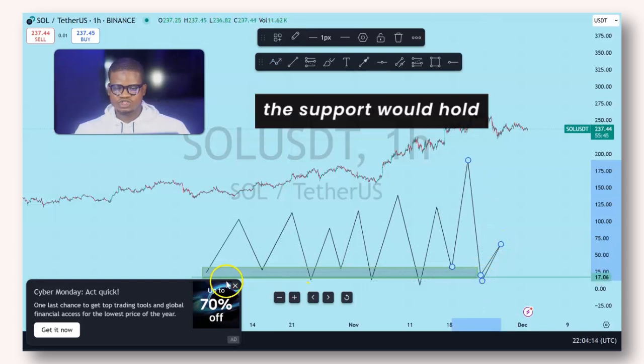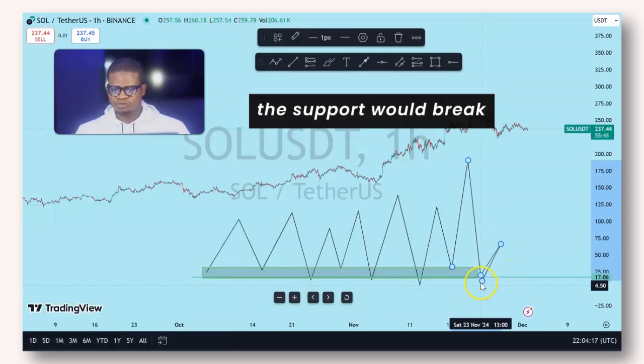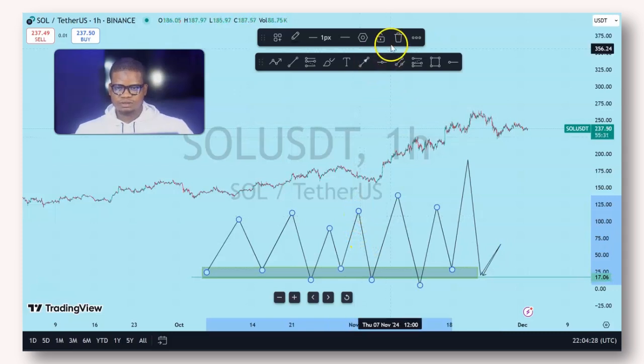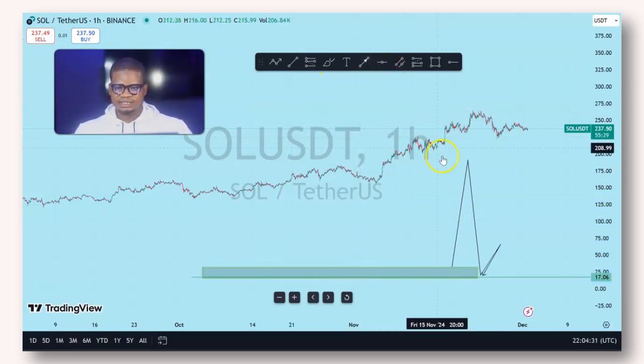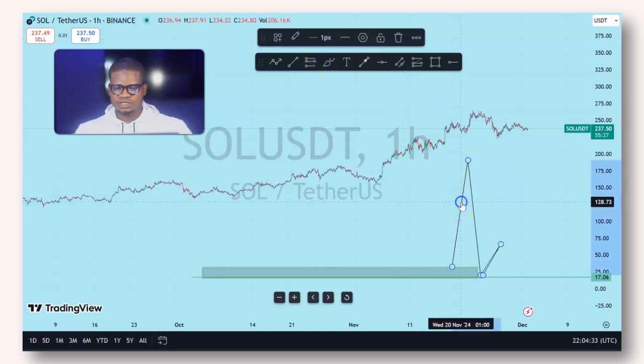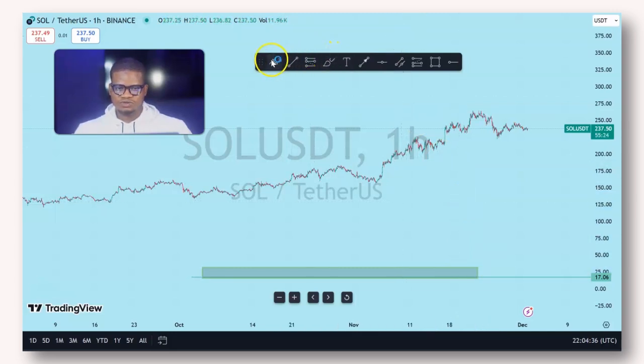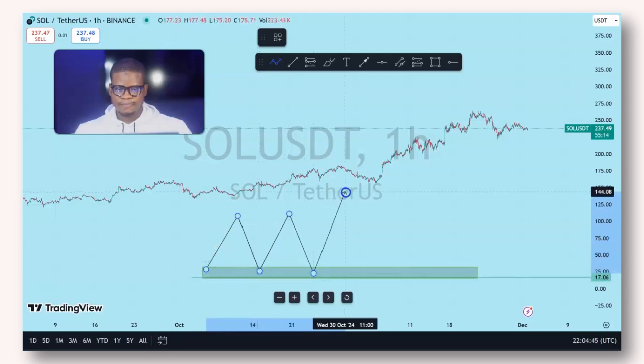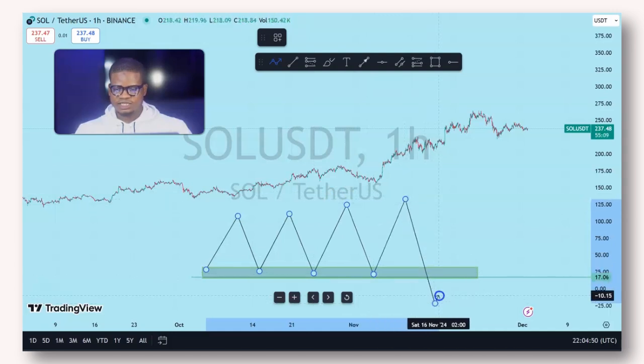Sometimes the support will hold, and sometimes the support will break. So for example, let's say that price comes to this area of support this way, price goes up, goes up again, comes down, goes up, comes down, goes up, and at this point it breaks the support and starts trending downward. We would say that the support has been broken, right?